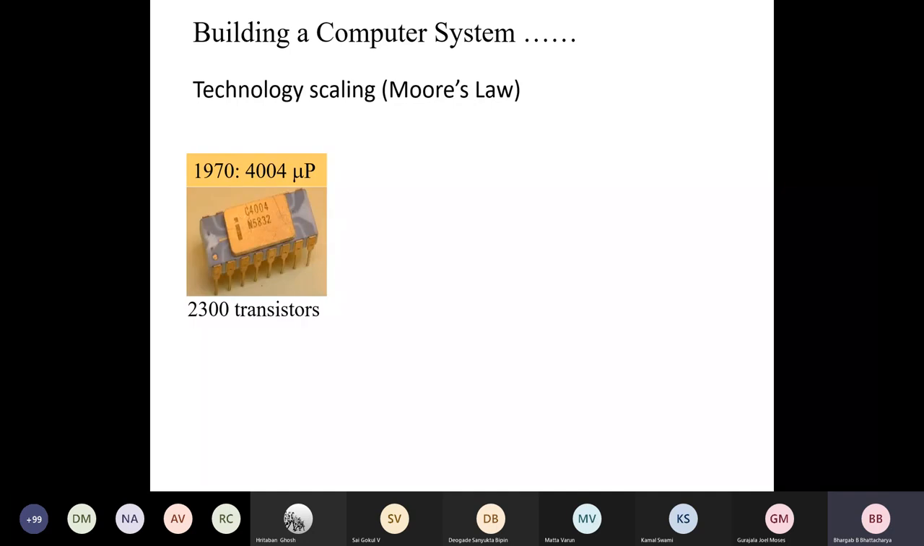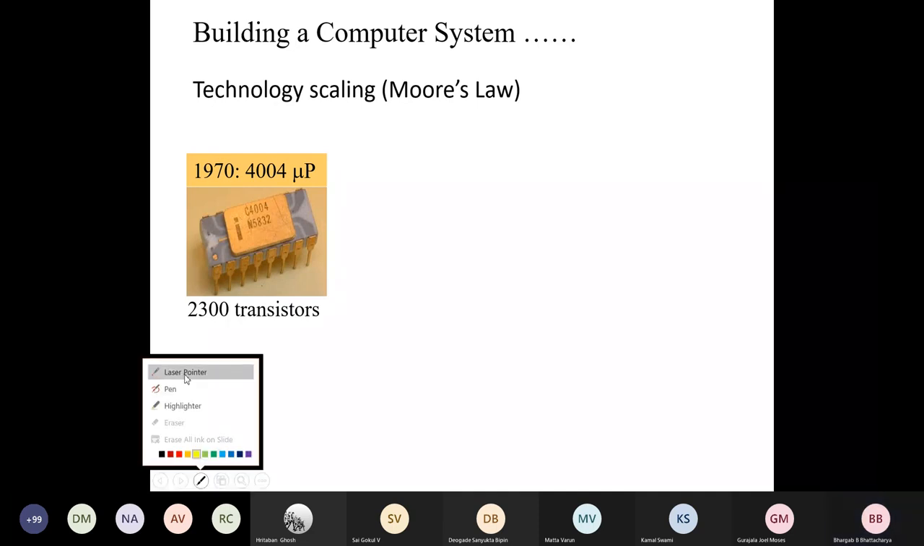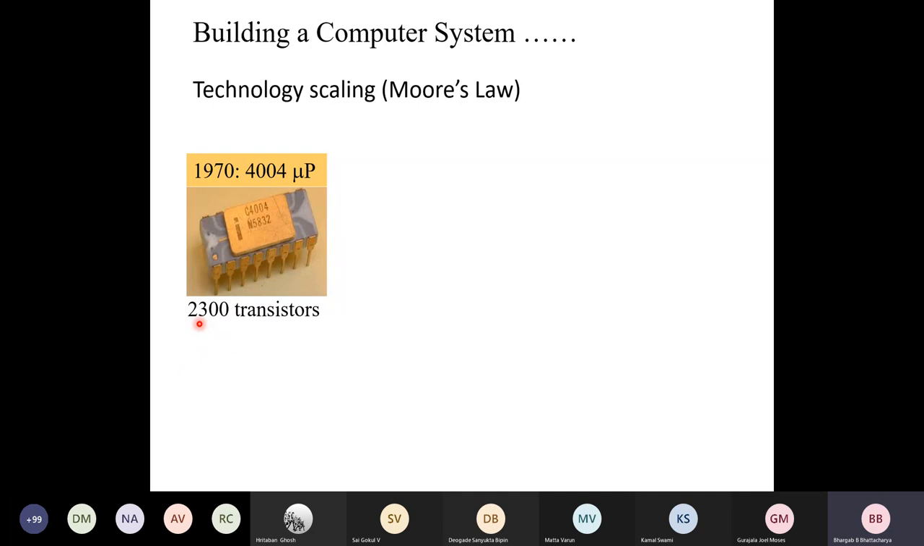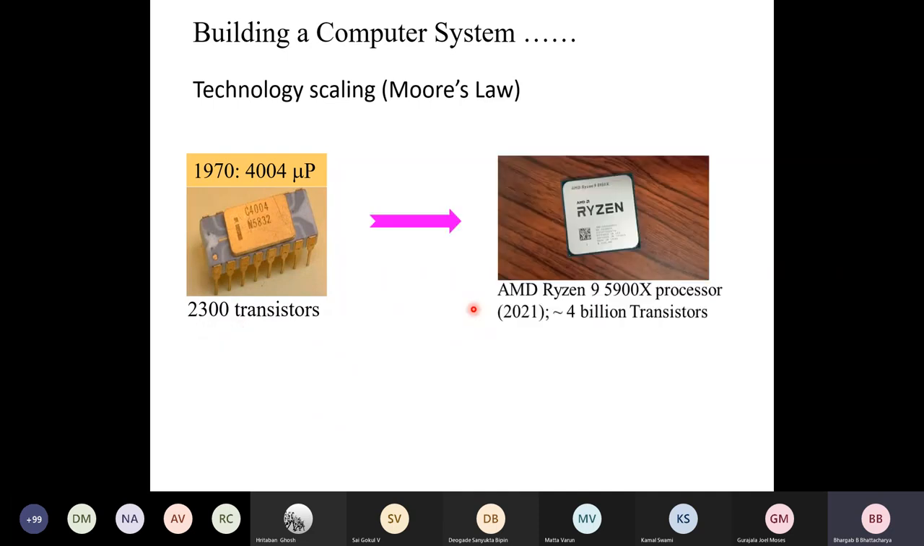If you look at the last 50 years, or 5 decades, of computer revolution, this is the first microprocessor, which was built in 1970, 50 years ago. You can see the picture of the chip here, and it comprises around 2,000 transistors. Today, you have this kind of processor in 2020, and the chip comprises 4 billion transistors. So this is an example of technology scaling.